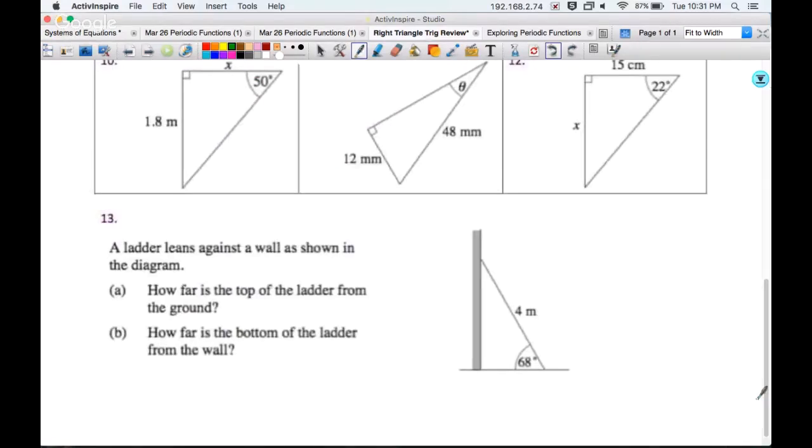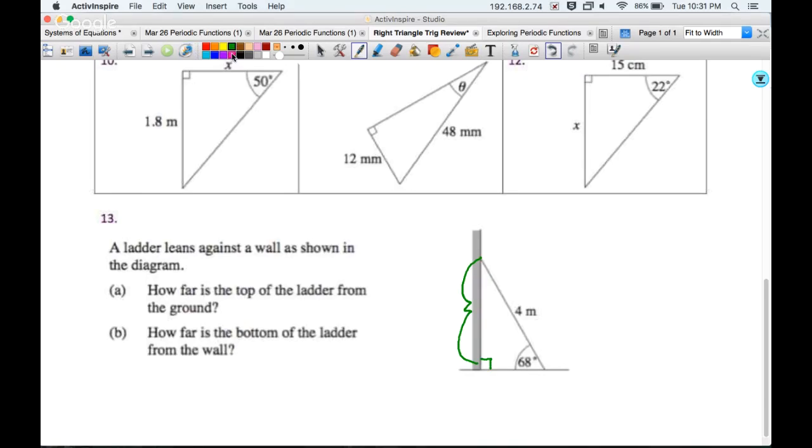The ladder leans against a wall as shown in the diagram. We can see it's a 4-meter long ladder leaning up against a wall at an angle with the ground of 68 degrees. How far is the top of the ladder from the ground? So that must be this distance here. Well, do we have a triangle here? Yes. Is it a right triangle? Yep, because most walls are built at 90-degree angles to the ground.